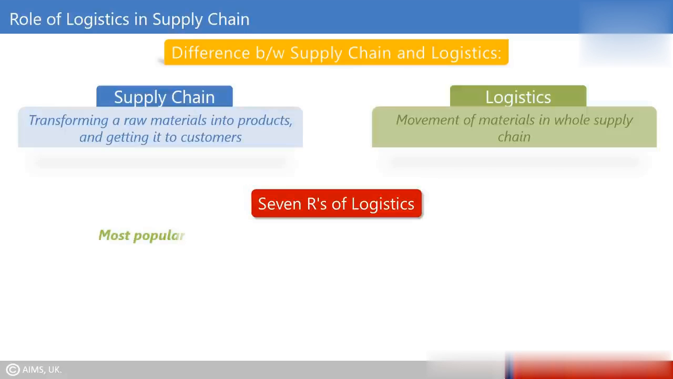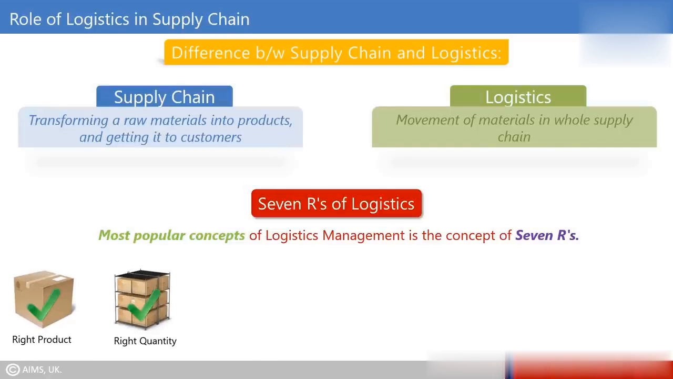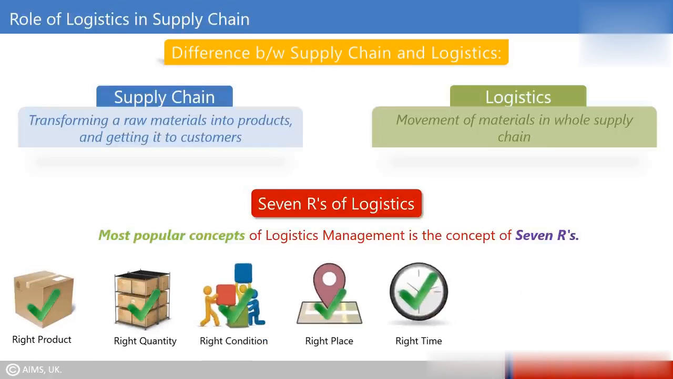The 7 R's of logistics. The most popular concepts of logistics management is the concept of the 7 R's. It is concerned with getting the right product in the right quantity, in the right condition, at the right place, at the right time, to the right customer, and at the right price.